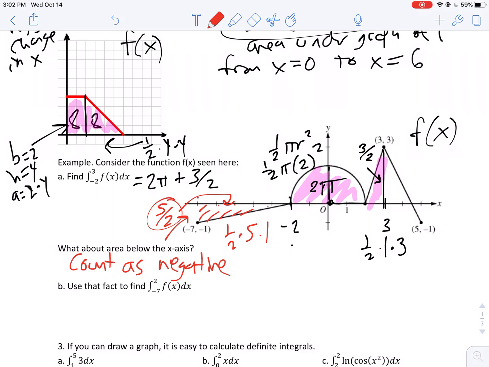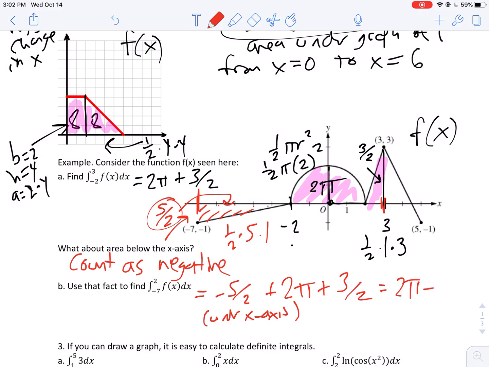So if I'm trying to go all the way from -7 over to 2, well, I'm going to have a -5/2 because that's under the x-axis, plus the 2 pi above, plus the 3/2 above, adding those together. Okay, so anyway, that's like 2 pi minus 1. That's fine. But the important part here is that any area that's above the x-axis with a positive height, we count the area as positive.